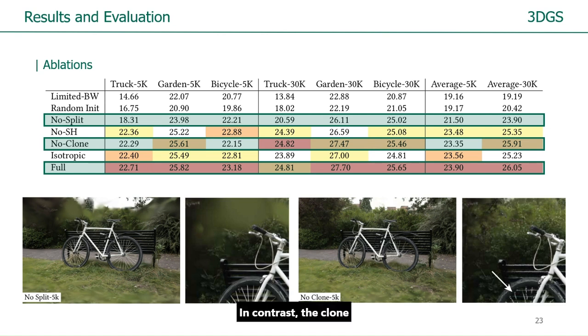In contrast, the clone operation was introduced to improve representation capability by adding Gaussians to regions lacking sufficient geometry. In the no-clone example, the absence of this fine-grained supplementation causes detailed structures, such as the bicycle wheels, to be poorly reconstructed.